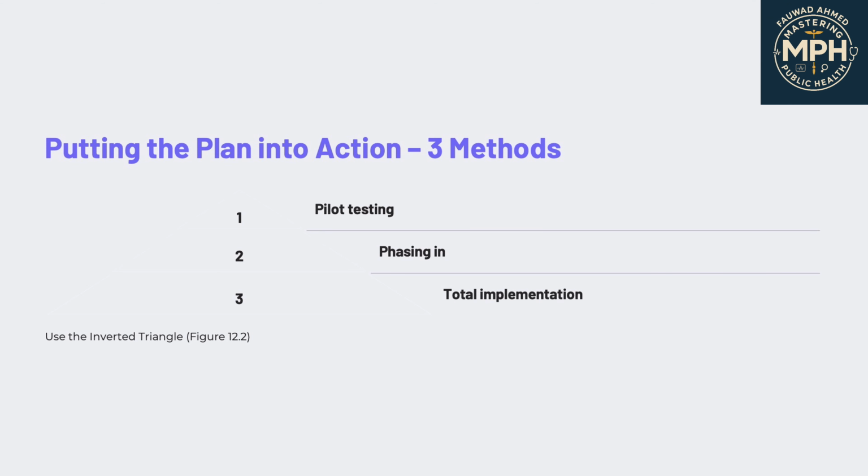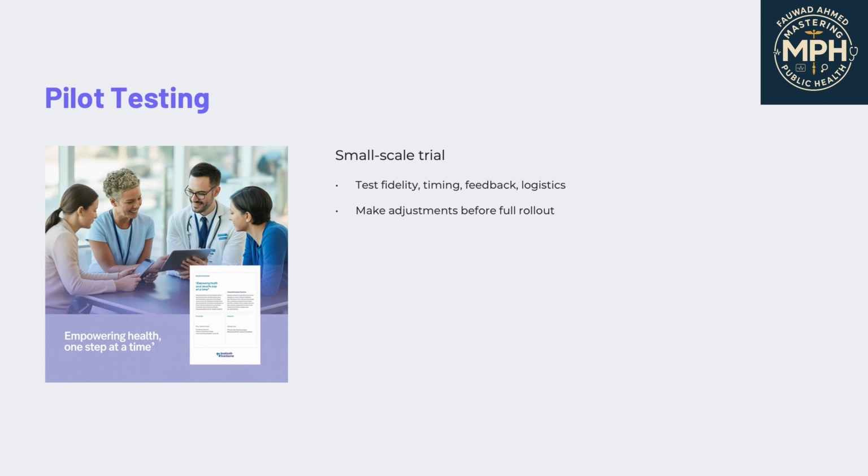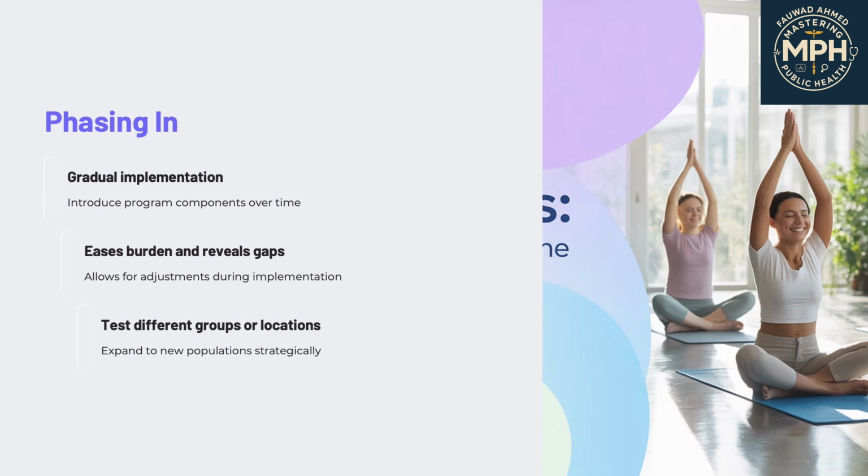Putting the intervention plan into action. There are three ways to begin implementation. First is pilot testing, a small trial run to identify problems. Check for fidelity, participant engagement, resources, and delivery quality. Gather feedback and refine. Second is phasing in, rolling out the program gradually.